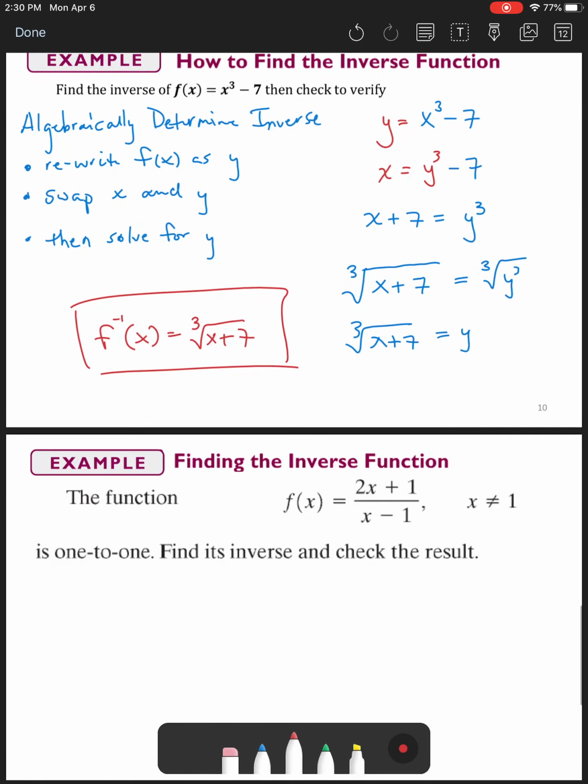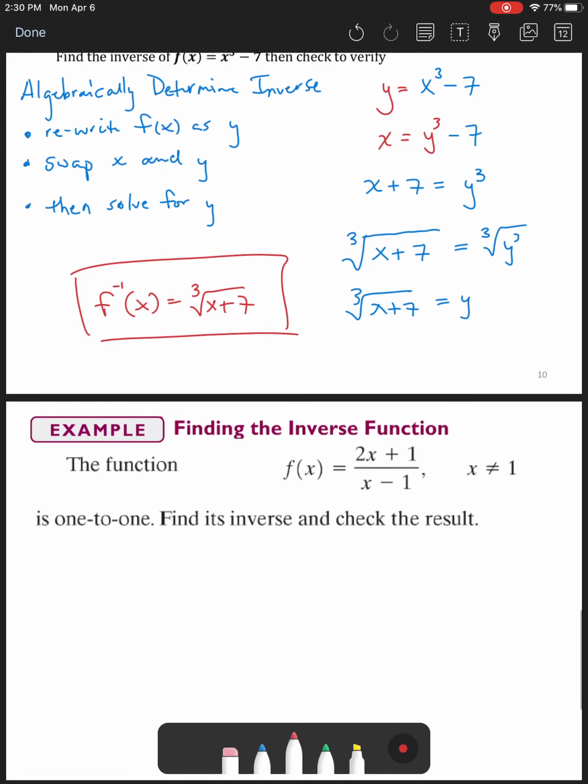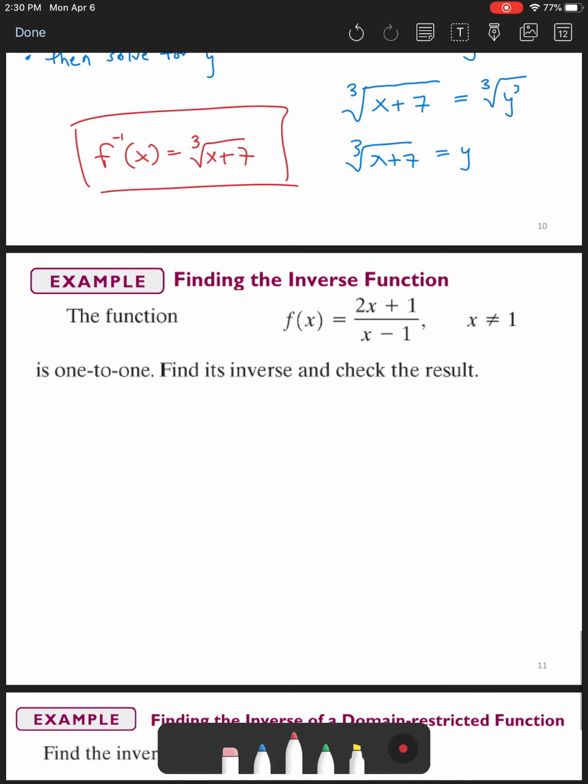All right, almost there, team. Rules don't change. Here we go. Write f of x as y. Y equals 2x plus 1 over x minus 1. Now this x does not equal 1 right here. All that is telling you is the domain of this function. The domain can be any number except for x equal 1. All right, back to our problem.